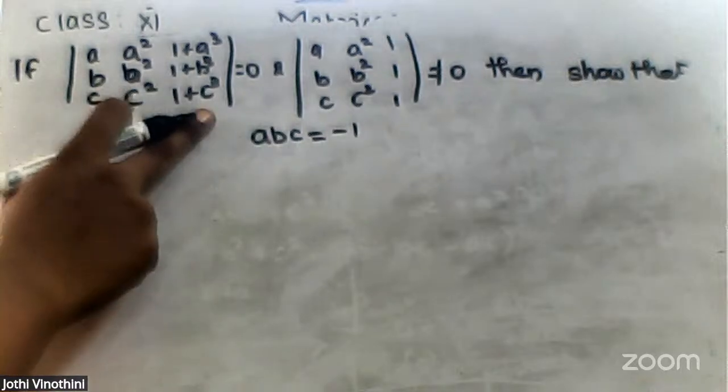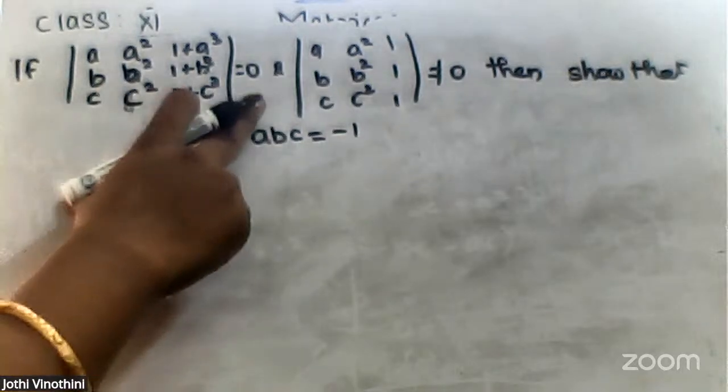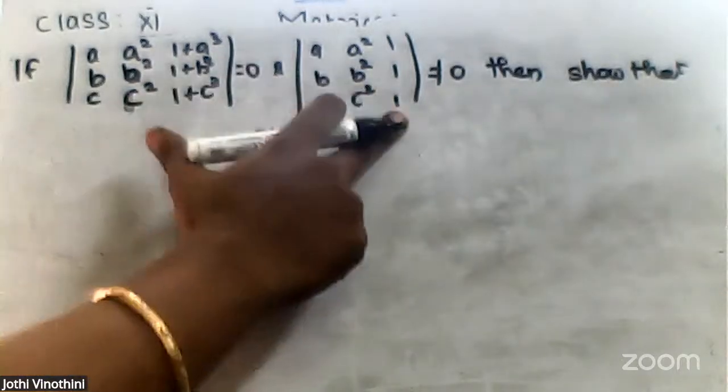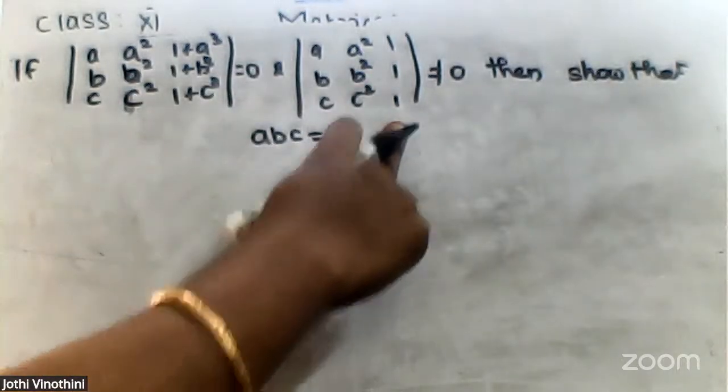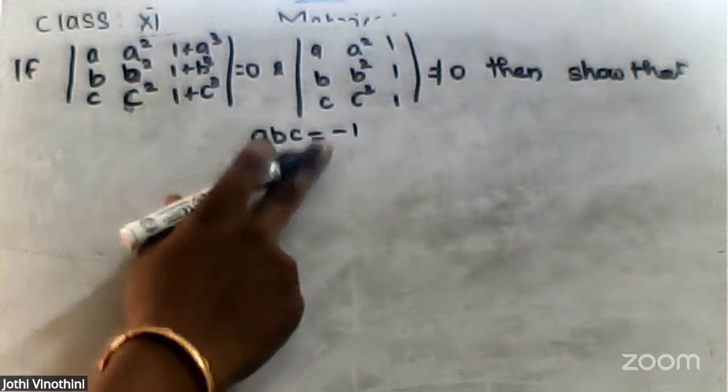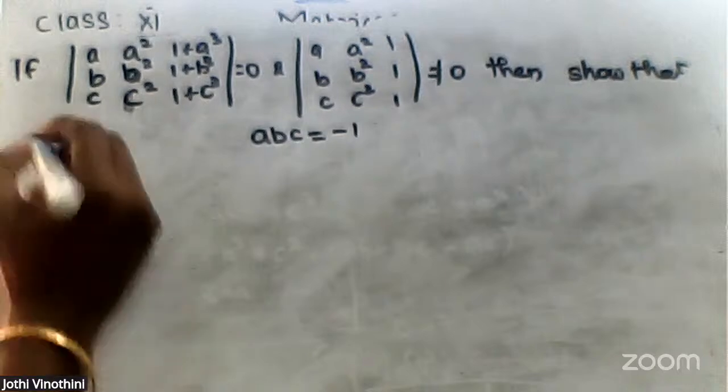For the first matrix, they said the determinant is equal to 0. For the second matrix, the determinant of the matrix is not equal to 0. What we have to prove is that ABC equals minus 1, right? Shall we start solving this?